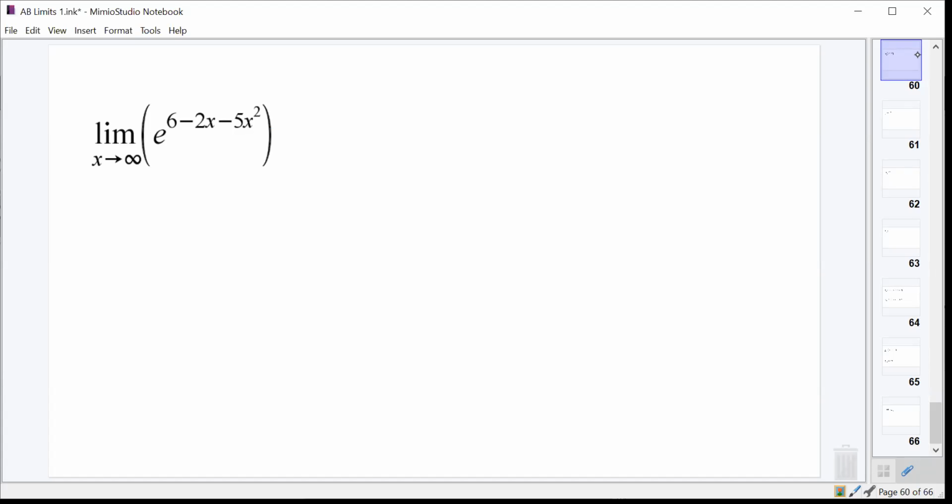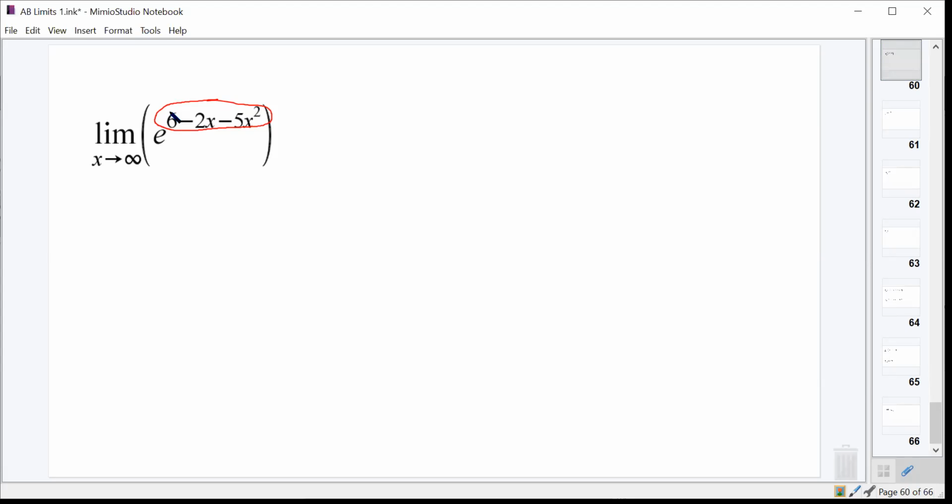What piece of it makes it something you don't know what it looks like? What piece of that is causing this to look different than just e to the x? All of this exponent, right?